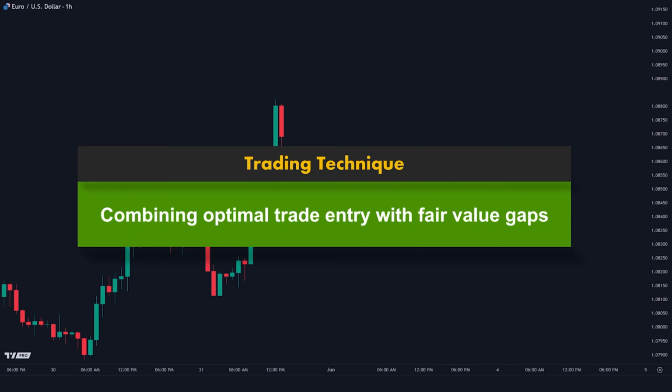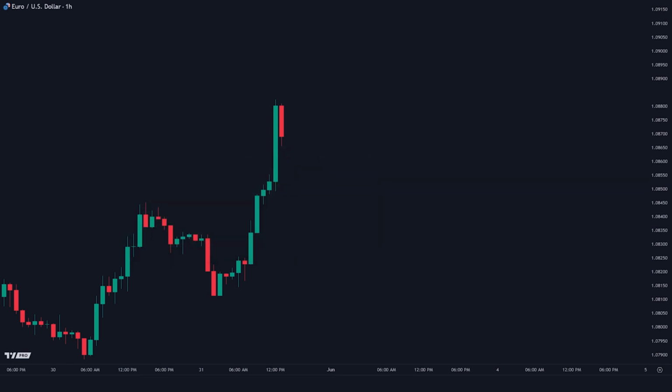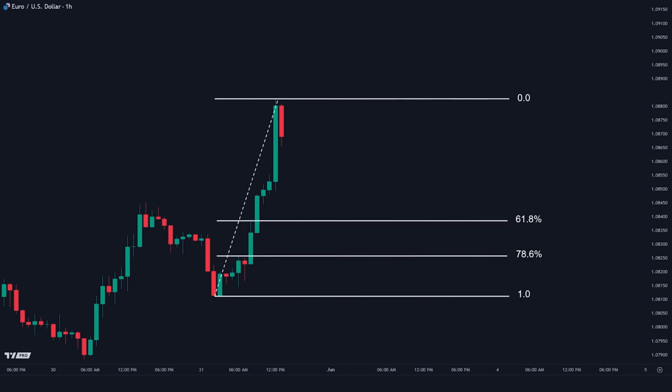Now let's combine the optimal trade entry with fair value gaps. In this example, we are in a clear uptrend. We wait for a pullback to enter a long trade at a better price. If the price drops below this level, it could signal a shift in momentum and put the uptrend in question. By applying the retracement tool, we define the correction range and identify the optimal trading zone.